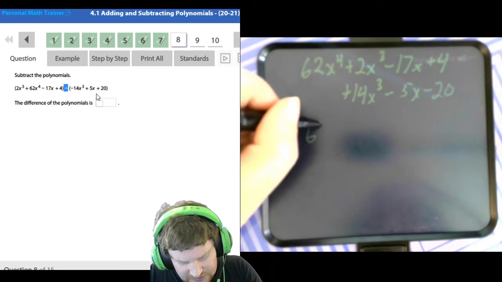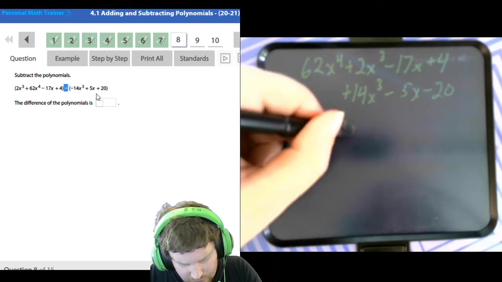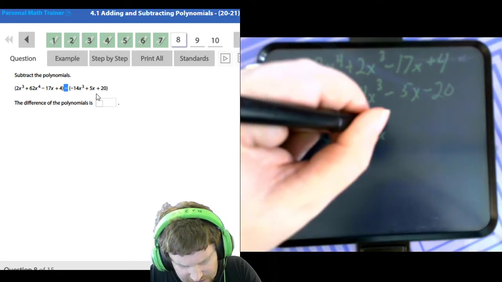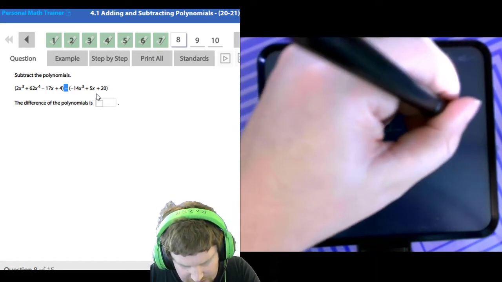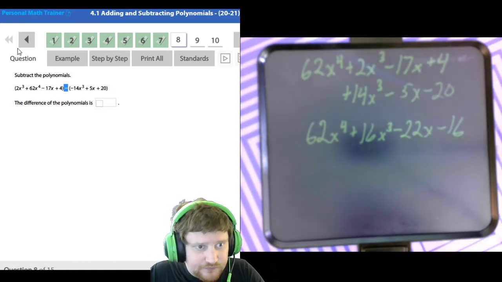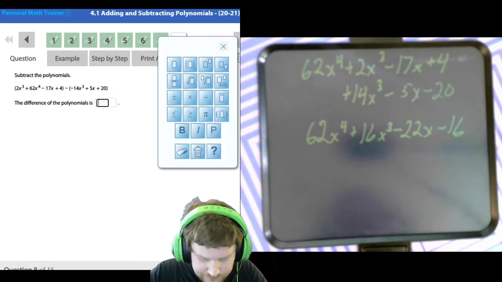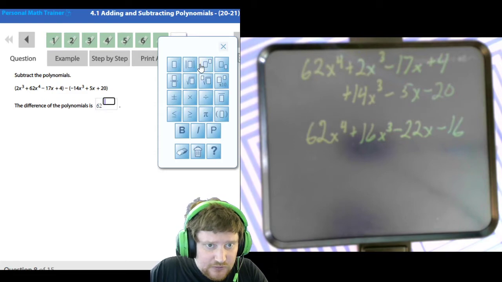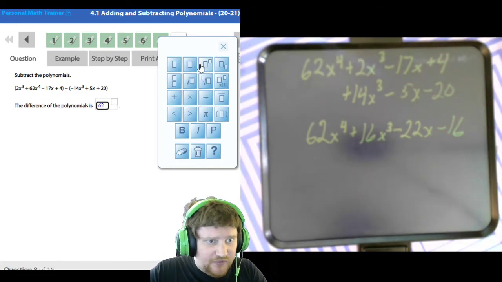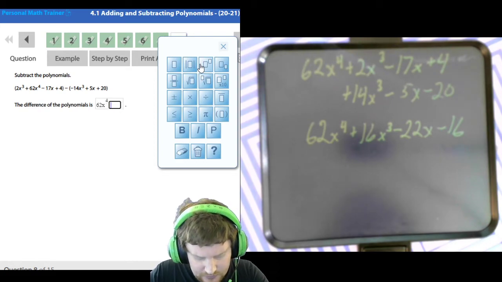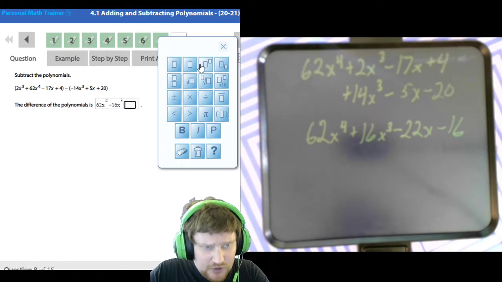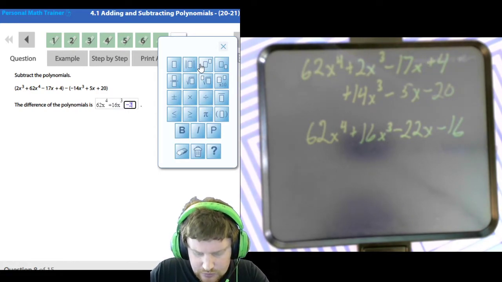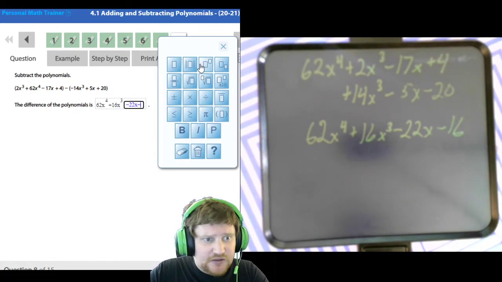Alright, so 62x to the 4th plus 16x cubed minus 22x minus 16. 62x, it would help if I actually hit the x, to the fourth plus 16x cubed minus 22x minus 16.